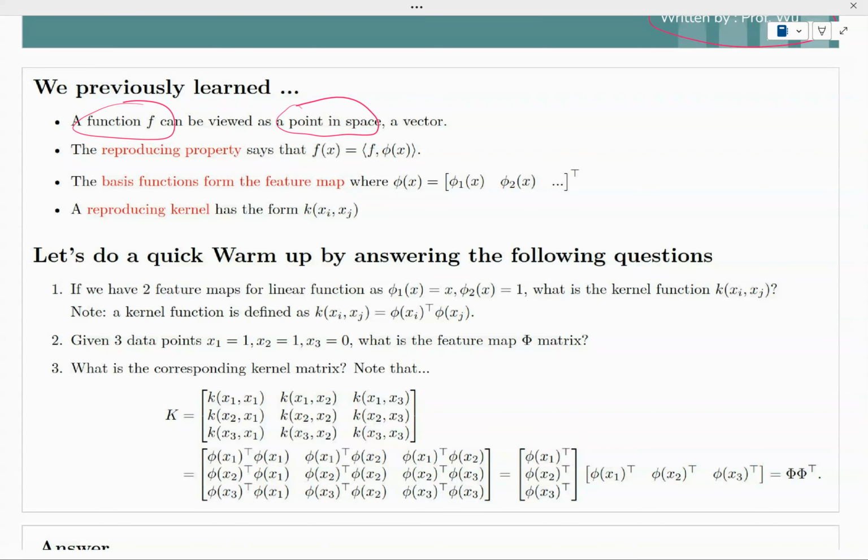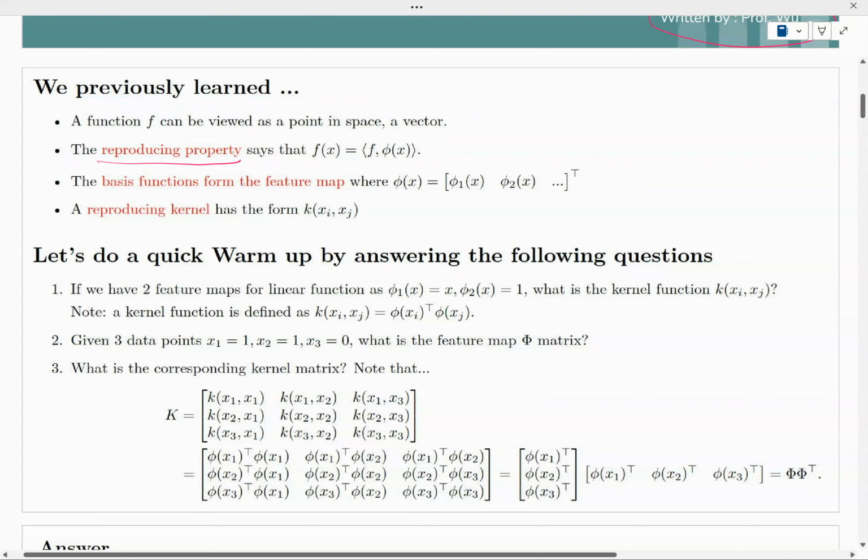So we previously learned in the last lecture that we can view a function as a point in space. In other words, you can view a function as a vector. The reproducing property is another thing we learned. It basically says that the function can be evaluated at x through the inner product of a function as a vector. So we view this function as a vector, and this right here is also a vector.